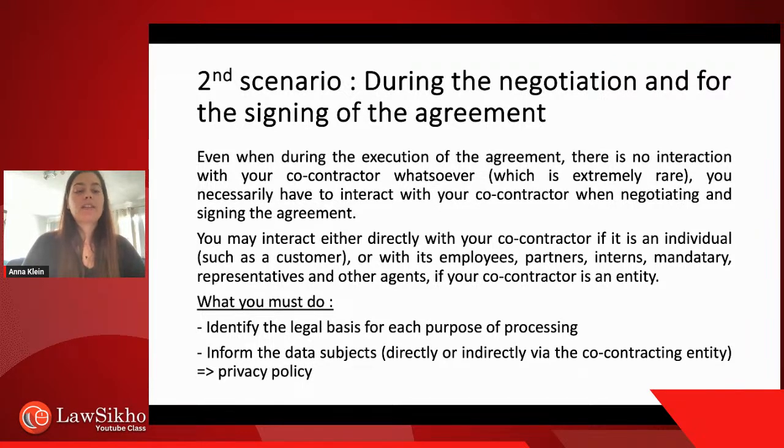And once I've identified what I'm doing and making sure that what I'm doing is lawful, then I also need to inform the data subjects. So now we're going to look more deeply into this legal basis and information of the data subjects. And then after, we'll move on to the third and fourth scenario.